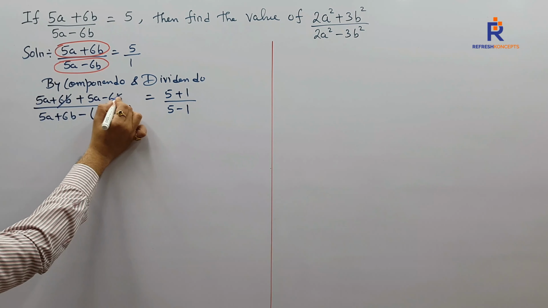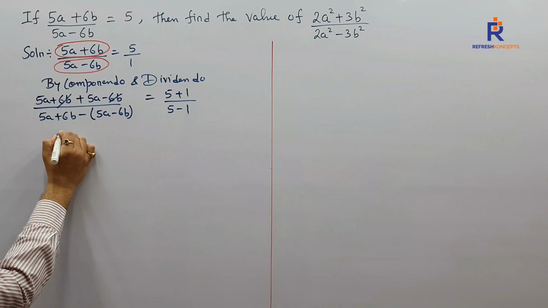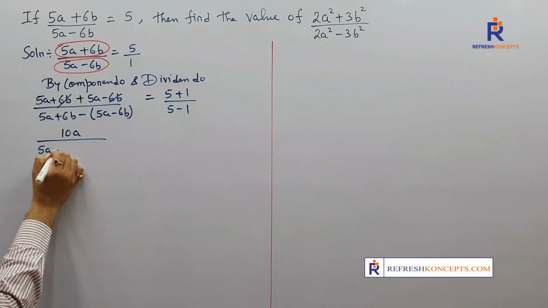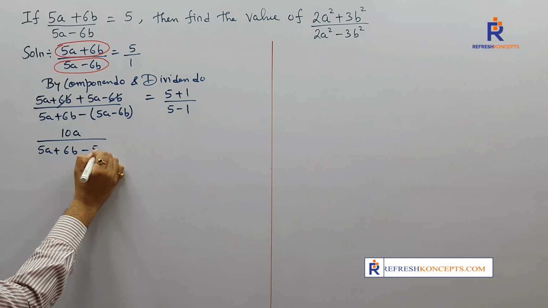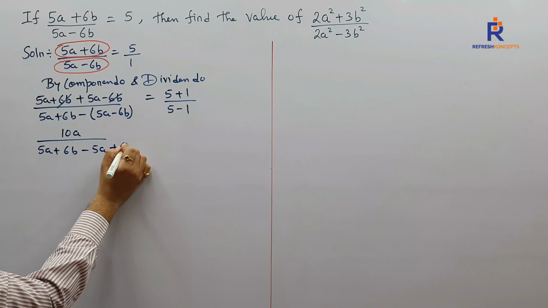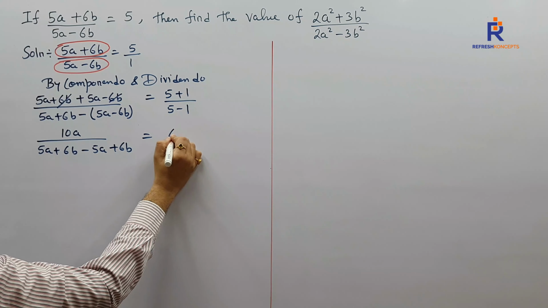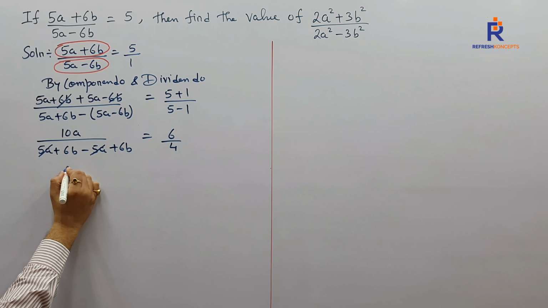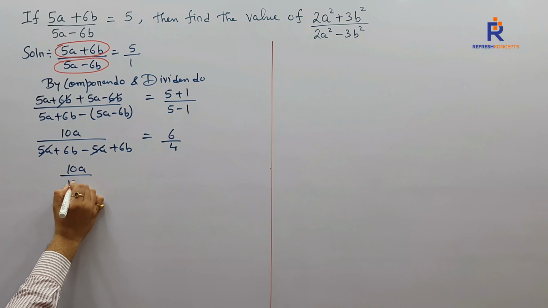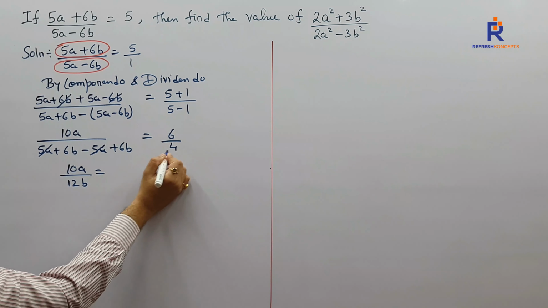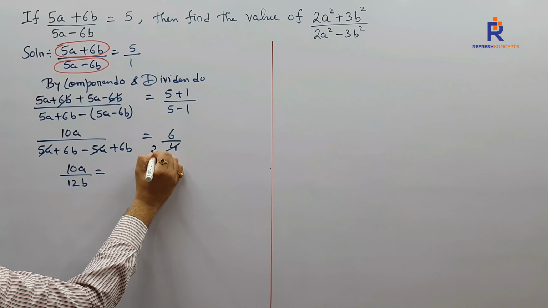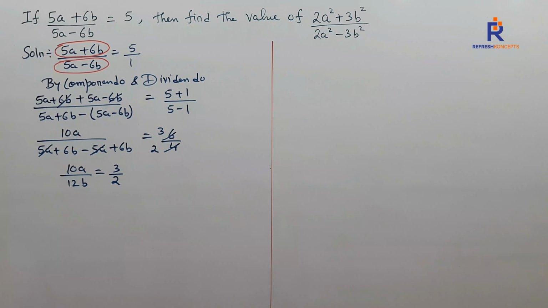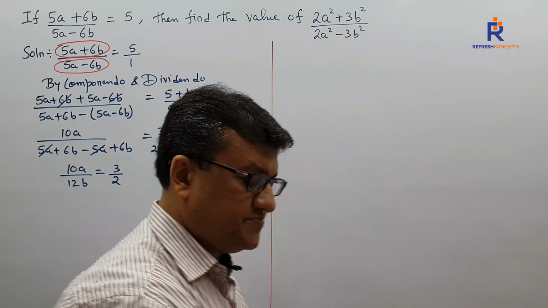Plus 6b and minus 6b get cancelled off. I'm left with 5a plus 5a, 10a. In the denominator, 5a plus 6b minus 5a, minus of minus plus 6b, gives 12b. On the RHS, 5 plus 1 is 6 by 4. So 10a by 12b is 6 by 4, which you can easily cancel: 2 times, 3 times. I got the answer as 3 by 2.